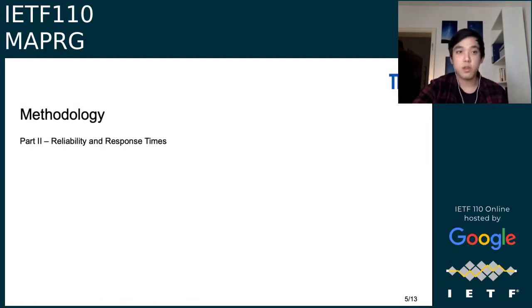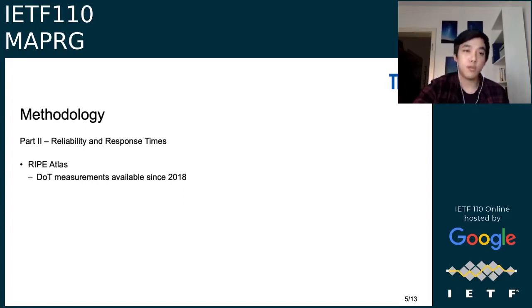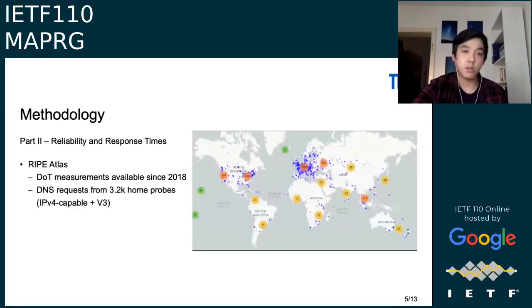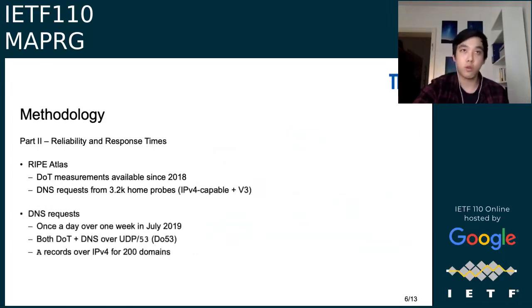Then for the second part of the methodology, this concerns the reliability and response times. We use the RIPE Atlas platform for measurements, and this platform has been able to run DOT measurements since early 2018, roughly. So we reached out to RIPE NCC, and they kindly helped us with our measurement study, in which we involve around 3,000 residential probes, all of which are IPv4 capable, and version 3 RIPE Atlas probes in this case. So what these probes do is they issue DNS requests once a day over a period of 1 week.